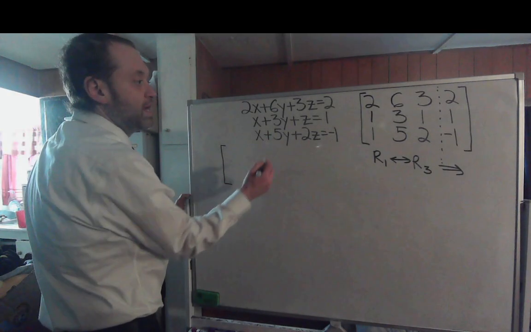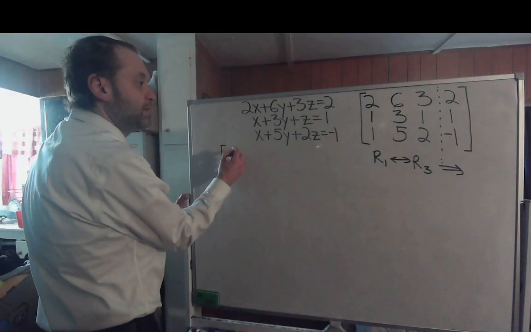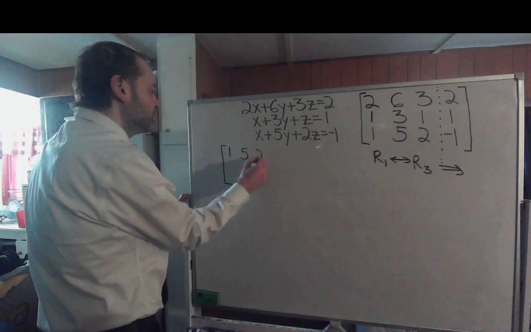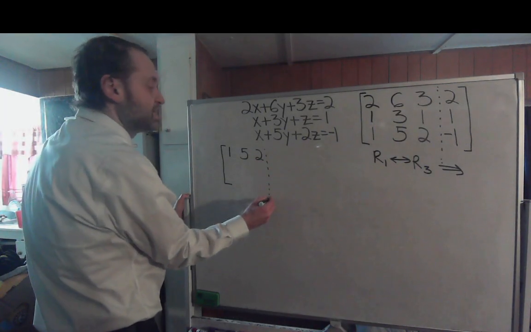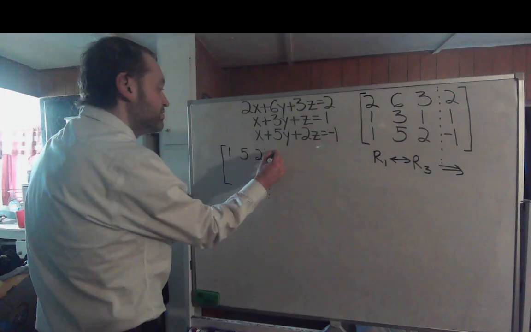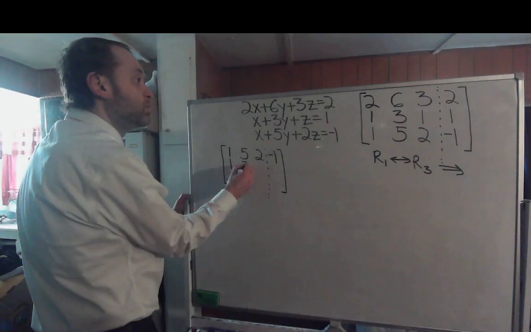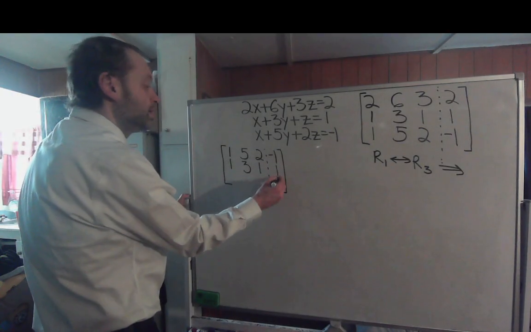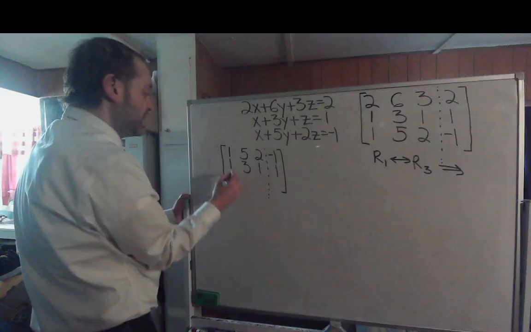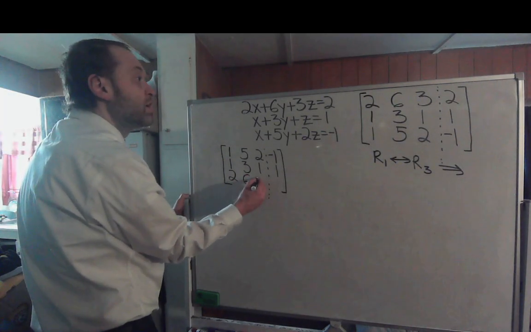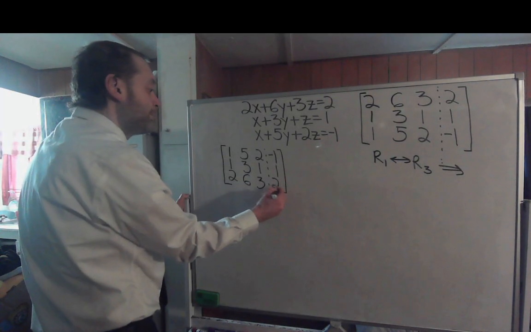If we do that, row 3 becomes row 1, so you'll have 1, 5, 2. Then to the right side of the augmented line, you'll have -1. Row 2 we're leaving alone. That's 1, 3, 1, and 1. Now row 1 just became row 3. So we'll have 2, 6, 3, and 2.